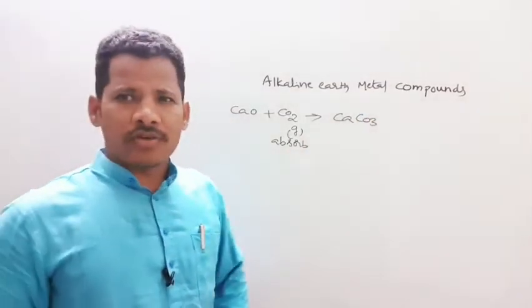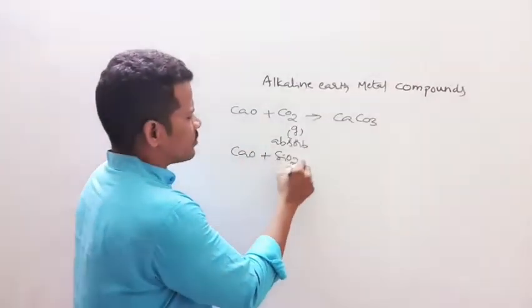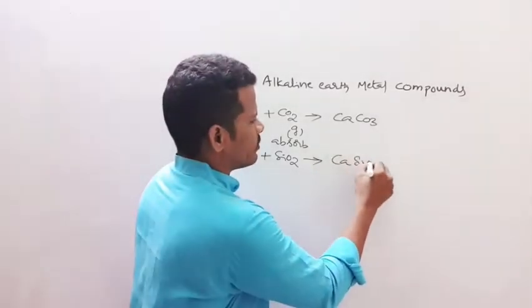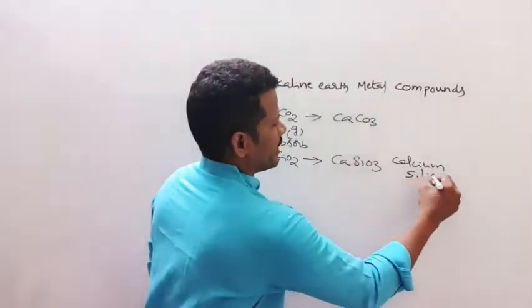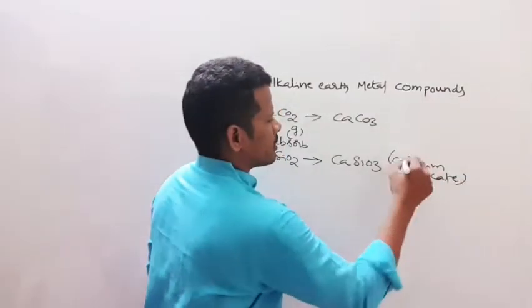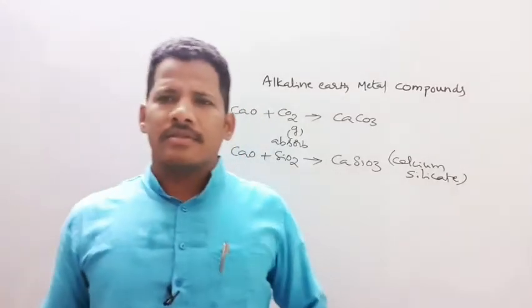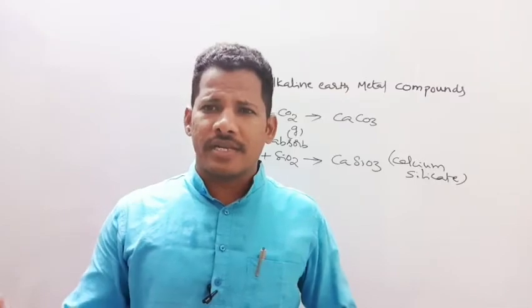Finally it forms limestone. And calcium oxide absorbs silica, SiO2, and finally forms calcium silicate, CaSiO3. This is called calcium silicate. Calcium silicate is nothing but a normal glass. Glass windows and glass tables are prepared from this calcium silicate.